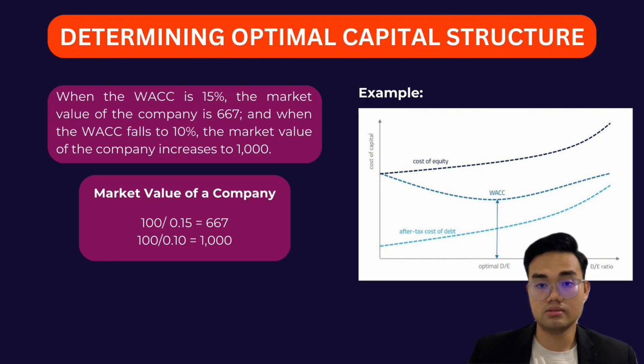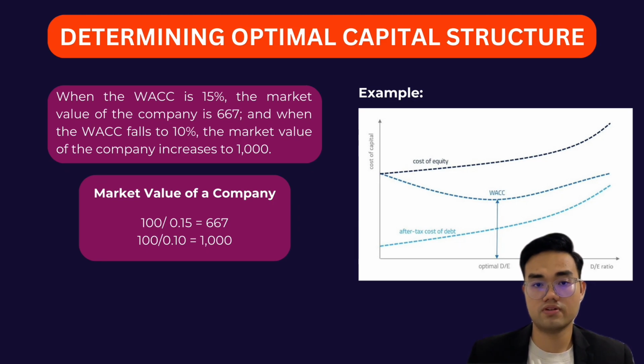The lower the cost of capital, the greater the present value of the firm's future cash flows, which is discounted by the WACC. And as you can see from the example, when the WACC is 15%, the market value of the company is 667. And when the WACC falls to 10%, the market value of the company increases to 1,000. Hence, if we can change the capital structure to lower the WACC, we can then increase the market value of the company and thus increase the shareholders' wealth.